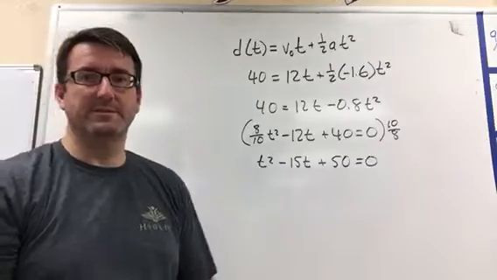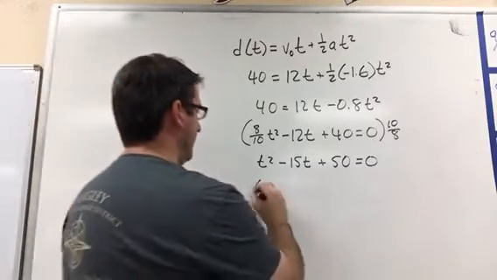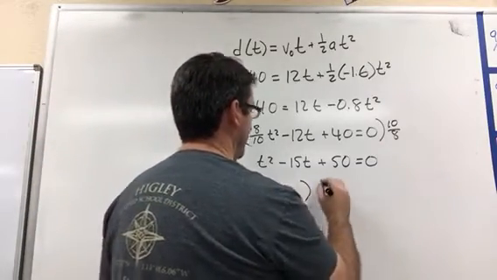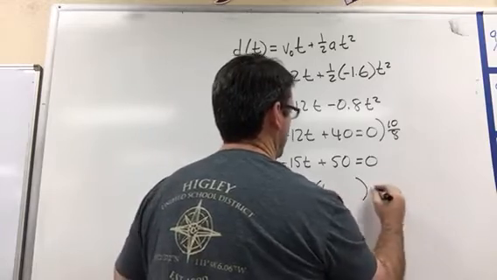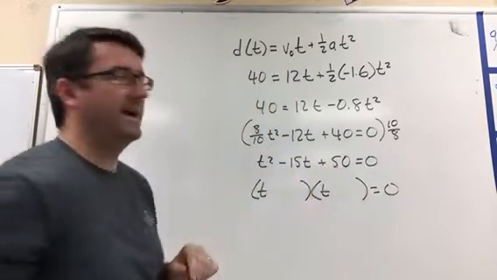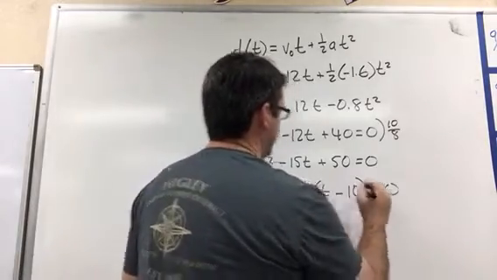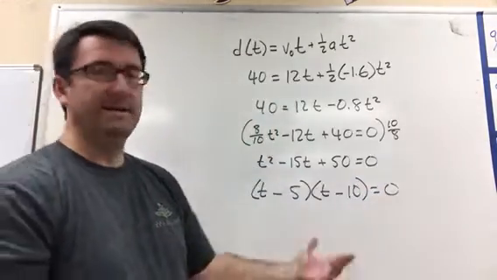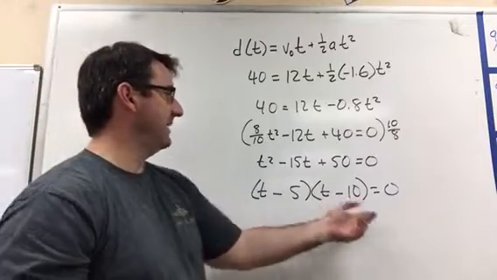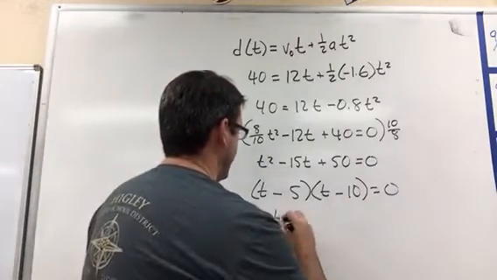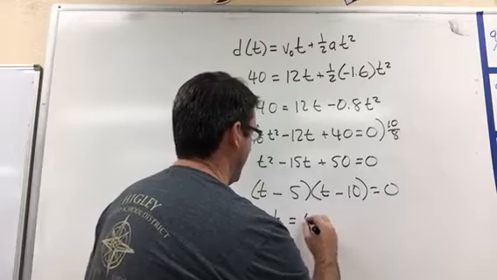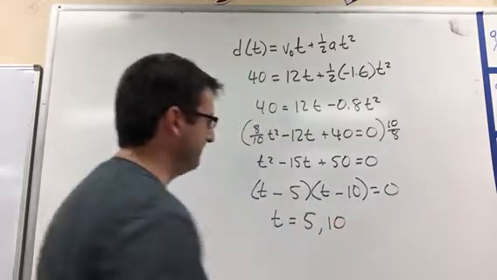Now we've got something that's much easier to factor. We just need two numbers that multiply to 50 and add to negative 15. So that's going to be negative 5 and negative 10. So if t minus 5 is 0, then t equals 5. If t minus 10 is 0, t equals 10. So t is equal to 5 or 10.